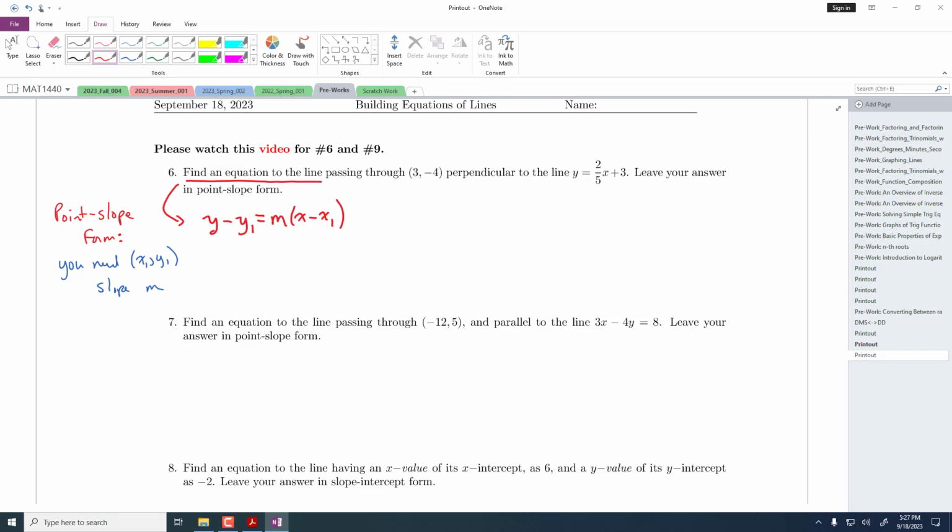Okay, so notice that we were given a point that we want this equation to pass through. We were given a point. So already I can start building the equation of a line. We would have y minus -4 is equal to, we don't know what the slope is, let's put a pin in that, times x minus 3. So already, we were given this point right here, and we're able to start building the equation of a line.